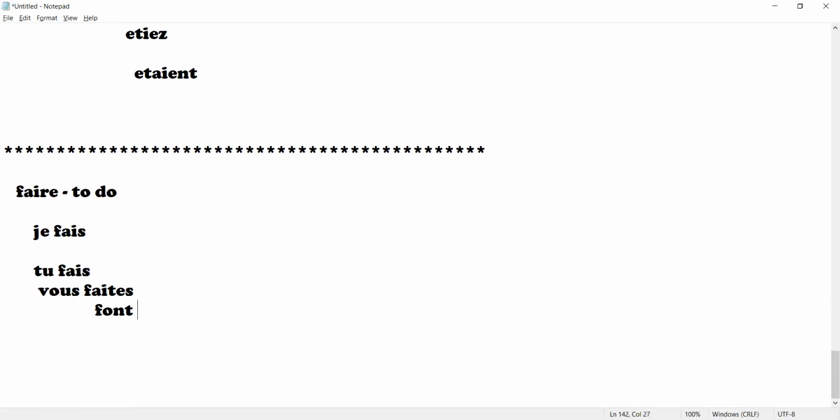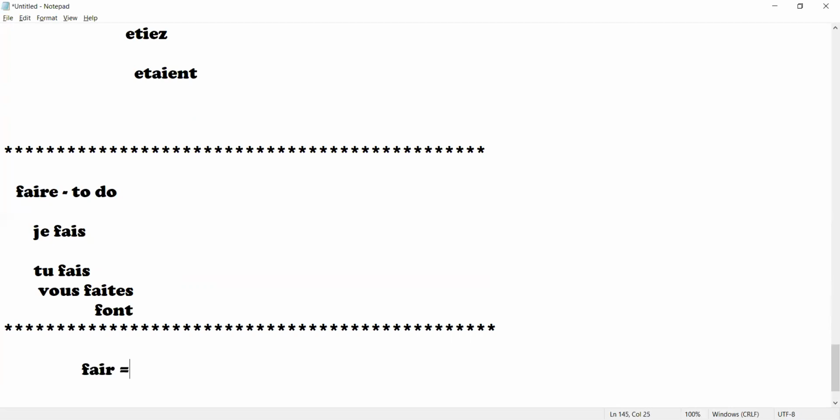Now, let's make the pepe, the past tense, the passé composé of the faire verb. You tell me how you conjugate. So, the past tense. The pepe, it's very important to understand the pepe first. The pepe of the past tense is F-A-I-T.